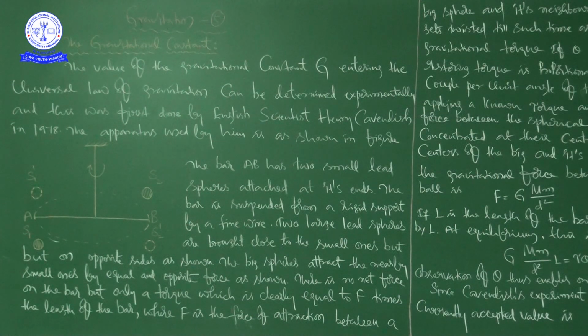Okay, so observe carefully: the value of the universal gravitational constant, capital G, entering the universal law of gravitation can be determined experimentally, and this was first done by English scientist Henry Cavendish in 1798. The apparatus used by him is schematically shown in the figure.